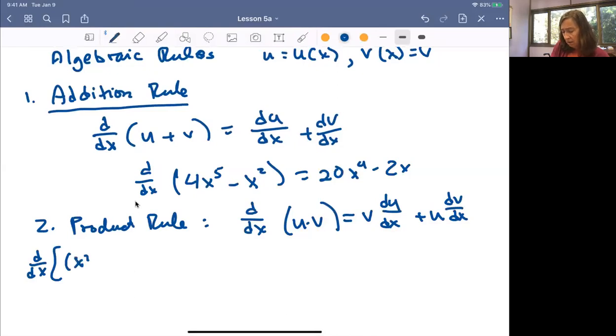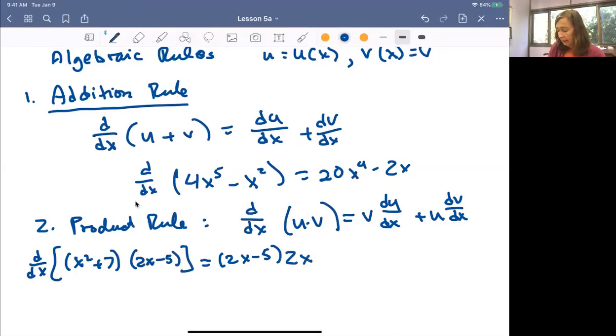So if we have some product here, x squared plus 7 times 2x minus 5, I'm going to take that derivative. Here's my u, here's my v. The product rule says take v, multiply it by the derivative of u, and then add to it u multiplied by the derivative of v. So it's 2x minus 5, just copying my v term, times the derivative of u. The derivative of x squared plus 7 is 2x, plus my u term, x squared plus 7, multiplied by the derivative of v, which is 2. So that's the derivative. I could multiply it out and combine terms if I really cared about it, but I'll let you do that if you want a little practice with simplifying long expressions.